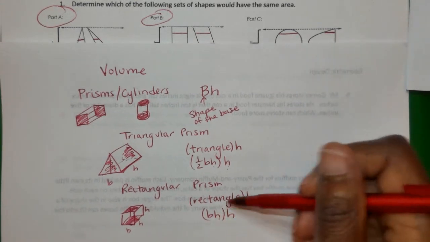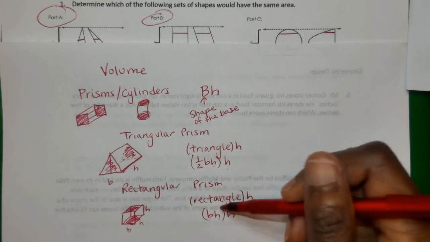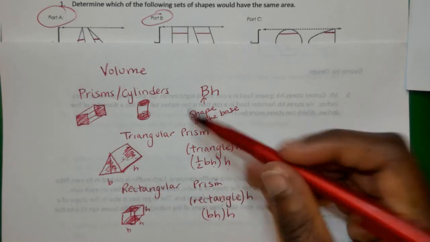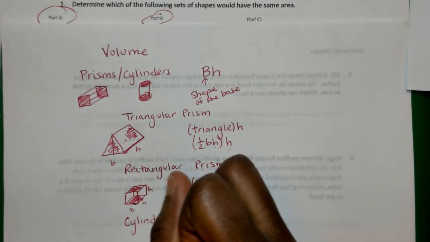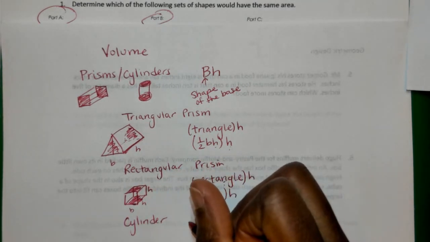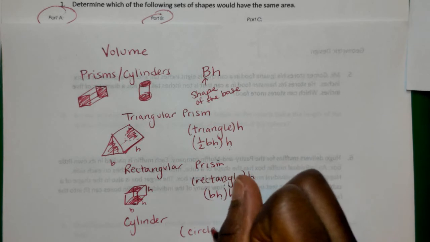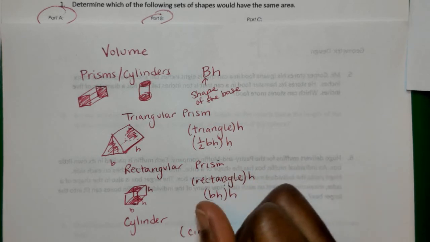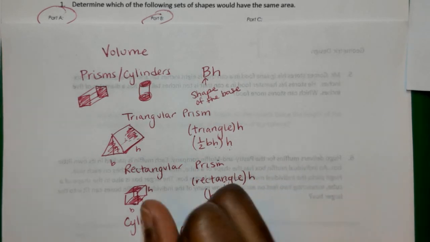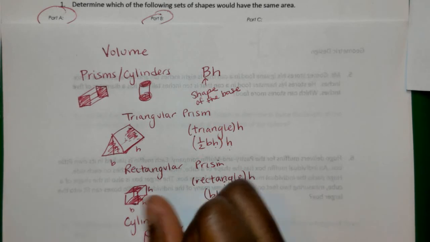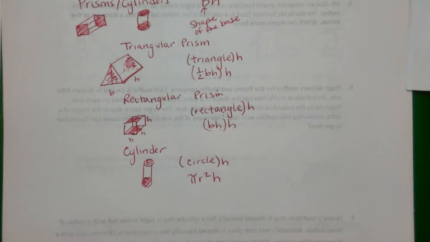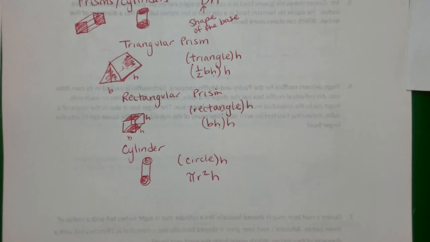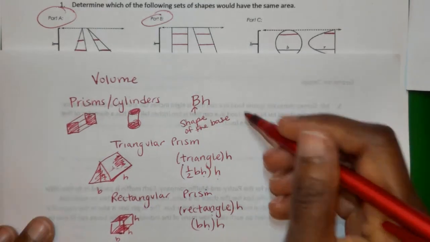So it could be a trapezoid, and I could put a trapezoidal prism, and I could put a trapezoid here. Or it could be a cylinder. And remember, for cylinders, because they have a circular base, you would put the circle in for the area formula. And you would do pi r squared times h. Okay, so those are your options for volume of any kind of prisms or cylinders.